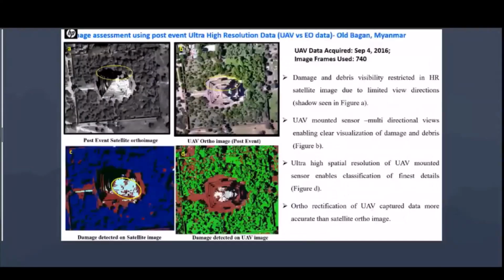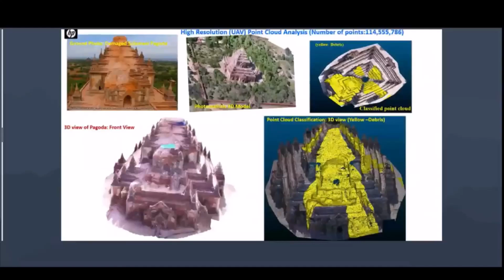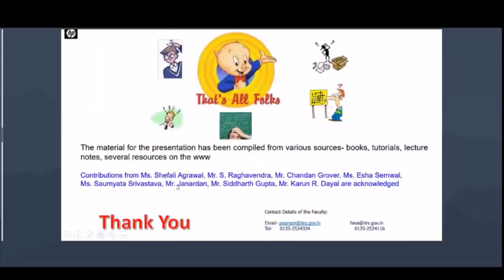This was the photorealistic 3D model using UAV data. You can see this is the UAV data. The damaged points were classified, and you can see all of this in the 3D point cloud. This all is the damaged area. So this is all from my side.